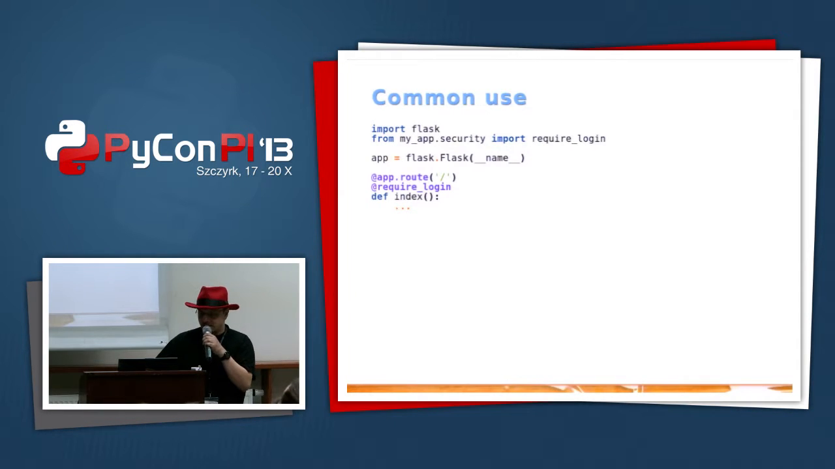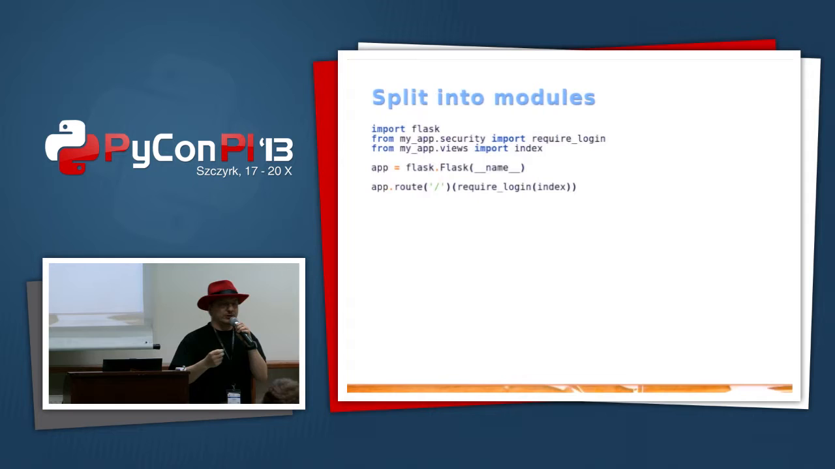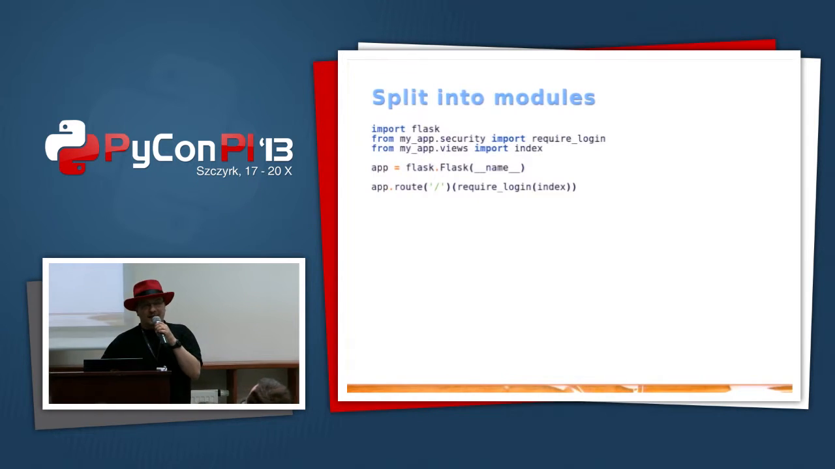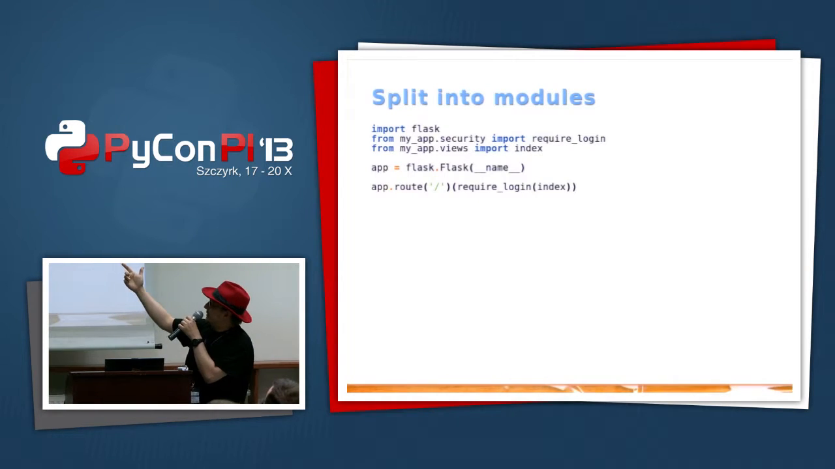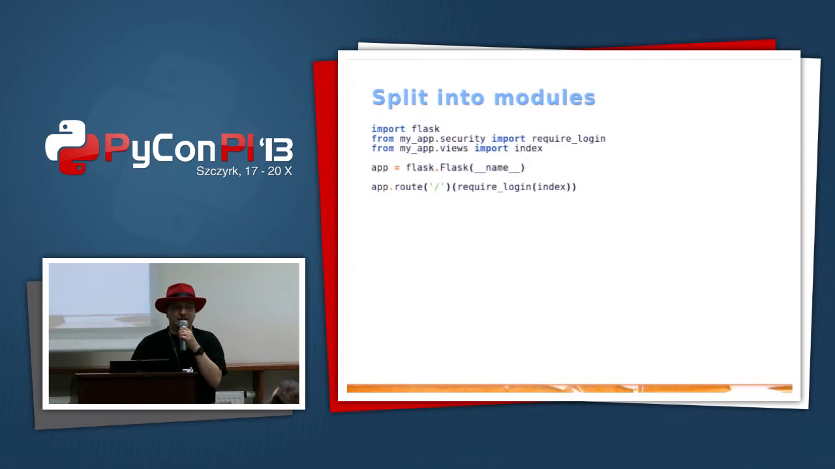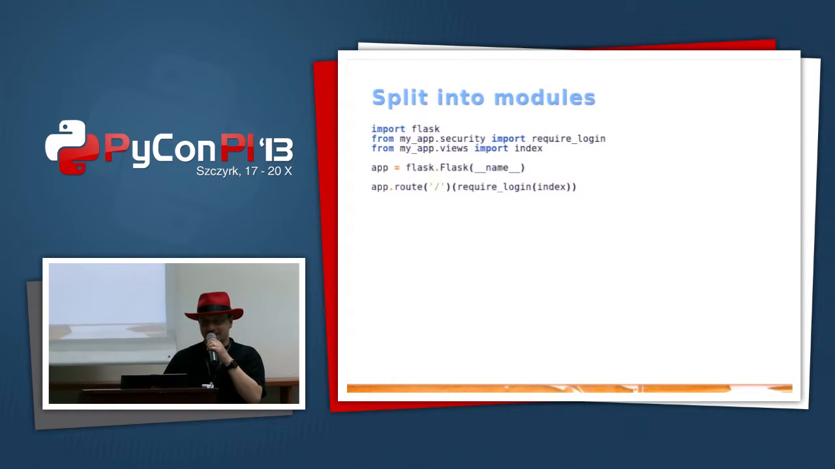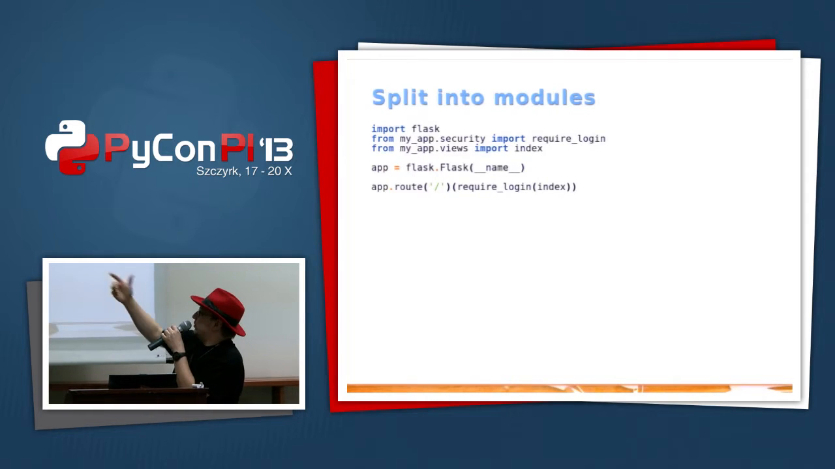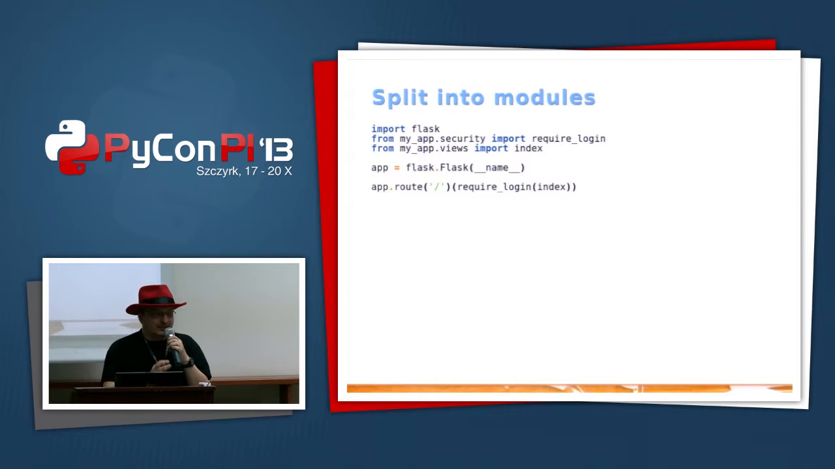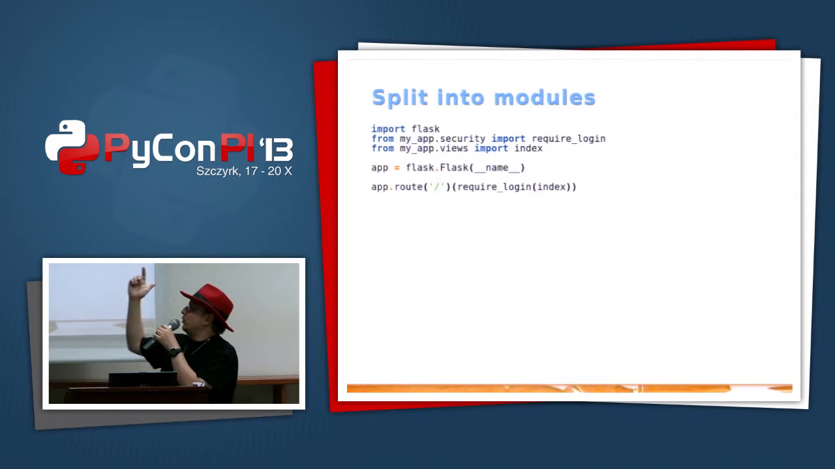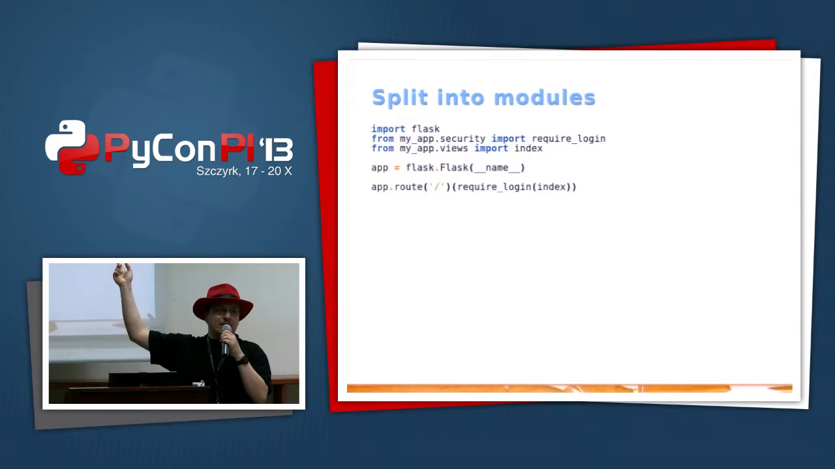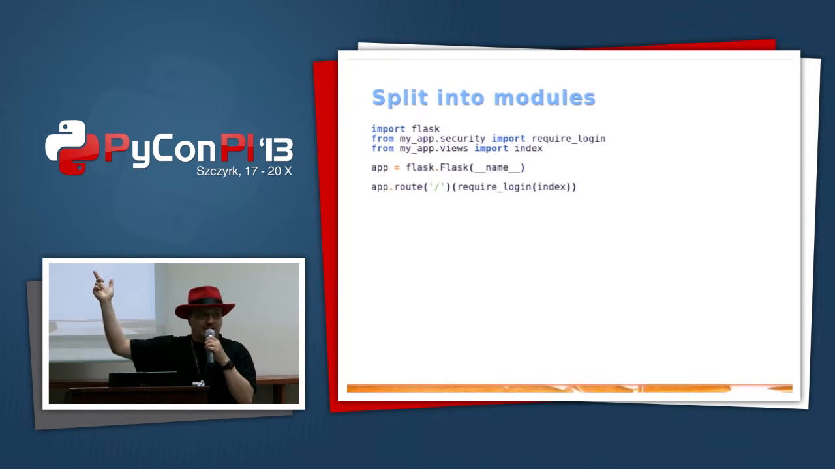But what if you move your views to a different module, and then you need to do something like this, which doesn't really look very nice and doesn't use the decorator syntax? You just apply it directly, right? That doesn't quite look right. You see this a lot in Django with the generic views, for example.